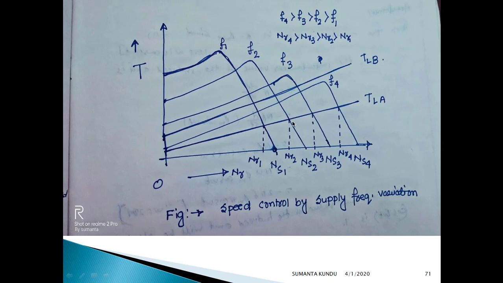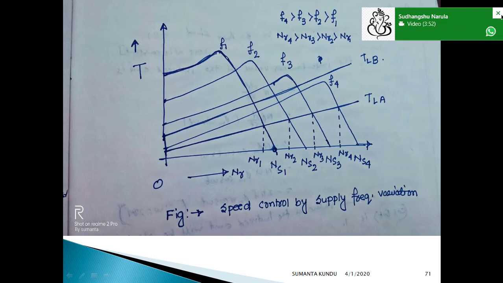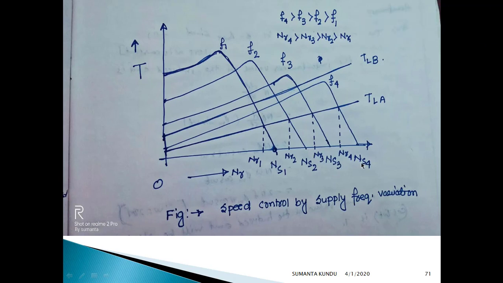If we increase the frequency, the torque speed characteristics shift to higher speed, and consequently if we go to f4, we can see that the nr4 value is very near to the synchronous speed ns4. As the frequency increases, the synchronous speed, previously here, has now shifted to ns2, then to ns3, and then to ns4. So as the frequency increases, the speed increases.